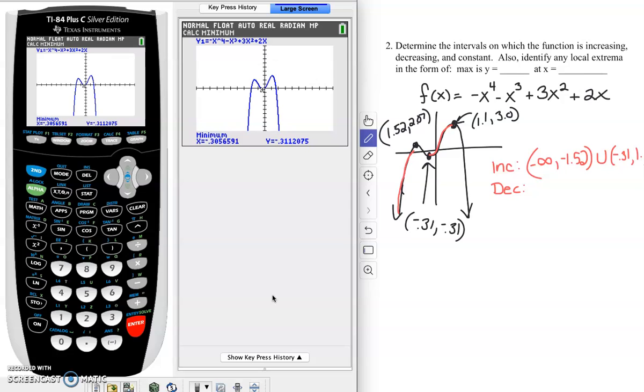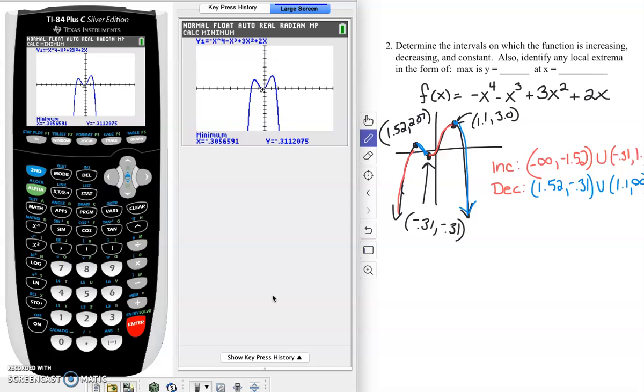Now where is this function decreasing? It's here on this interval, and again over here in blue. So decreasing, we're talking about what x values, from 1.52 to negative 0.31. And it's decreasing again, beginning up here, at 1.1 to infinity.